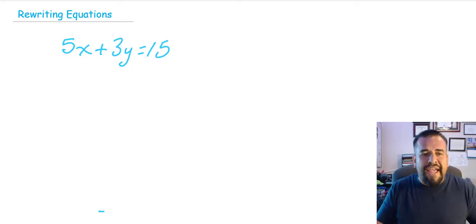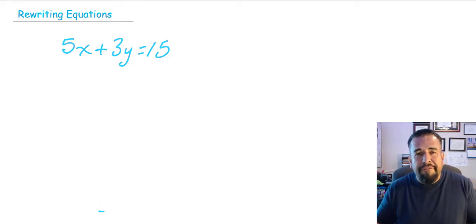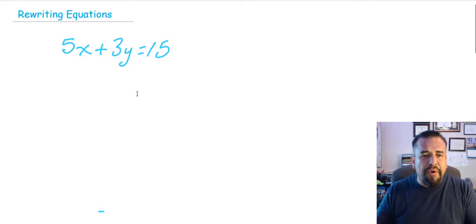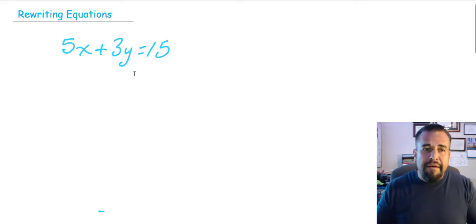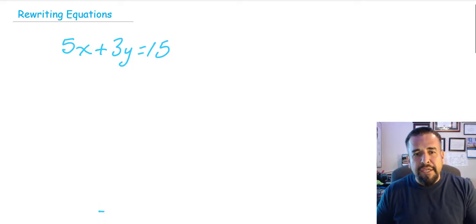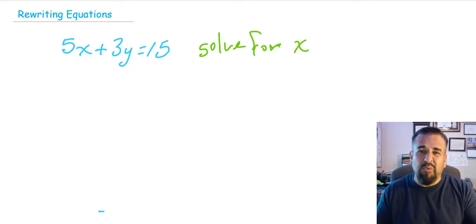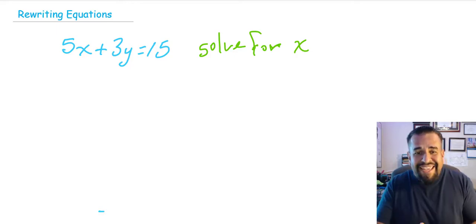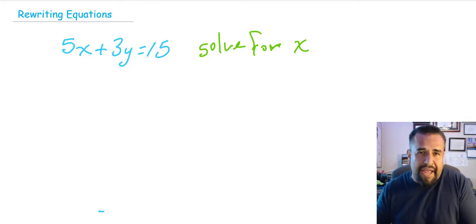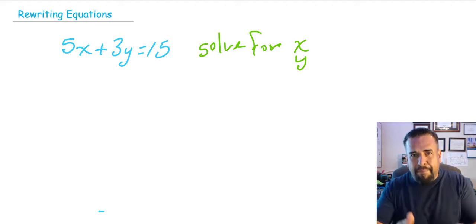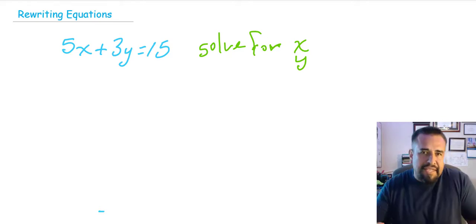So here's our first one, 5x plus 3y equals 15. Now, in this particular one, notice I don't have any instructions on whether they told me, hey, solve for x or solve for y. When they tell you that, for instance, if this particular one said solve for, let's just say they said solve for x, which is a common one. They're telling you, hey, get x by itself or find the value of x, right? And same difference if they said solve for y. Okay, get y by itself.